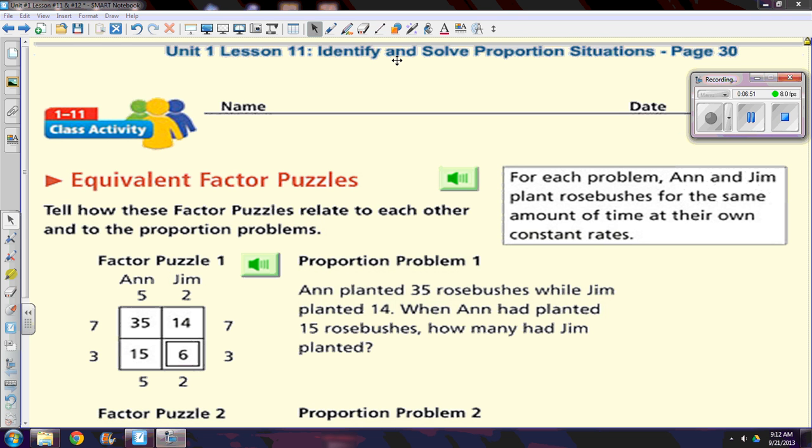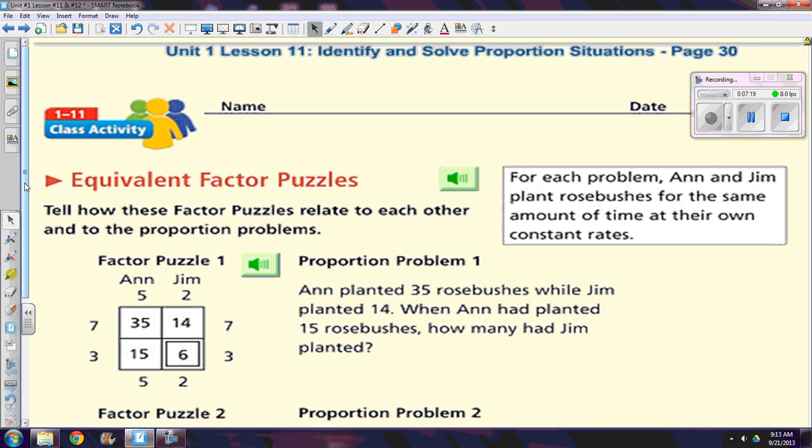All right, let's move on to page 30. Still working on identifying and solving proportion situations. Over on the right, it says for each problem, Ann and Jim plant rose bushes for the same amount of time at their own constant rate. So it's telling you that they're planting at the same time and at their own rate. Tell how these factor puzzles relate to each other and to the proportion problem.